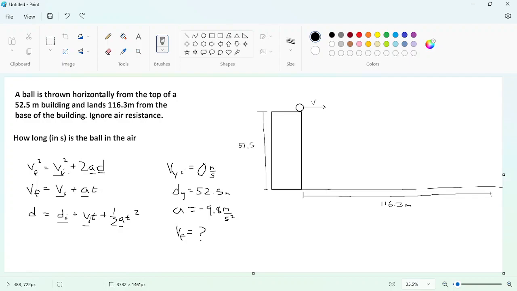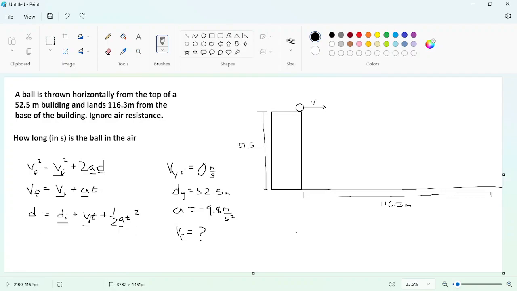Or, if you note that the initial distance is 0 meters, you could use this bottom one as well. Actually, it really doesn't matter. There are two ways you can approach this with the bottom formula.